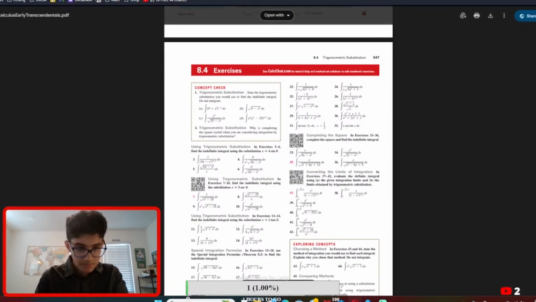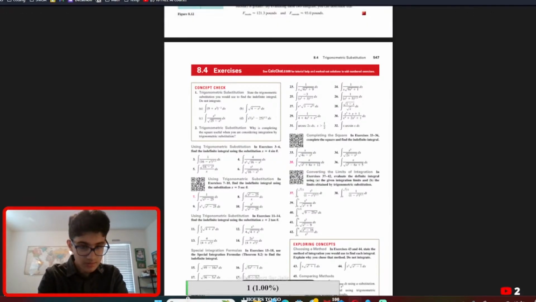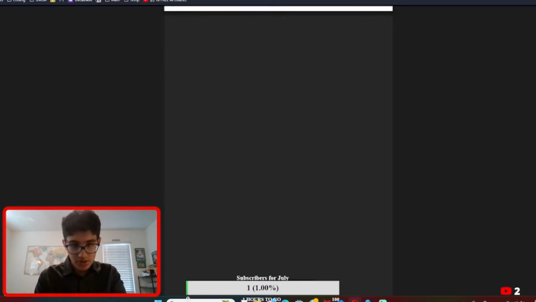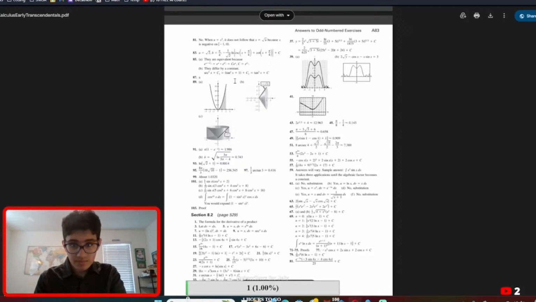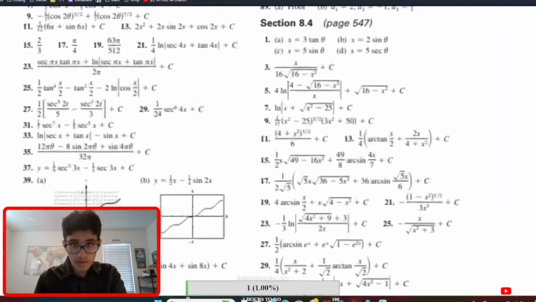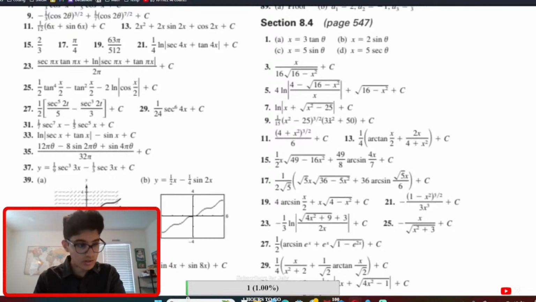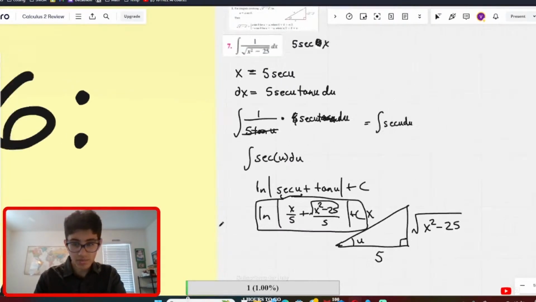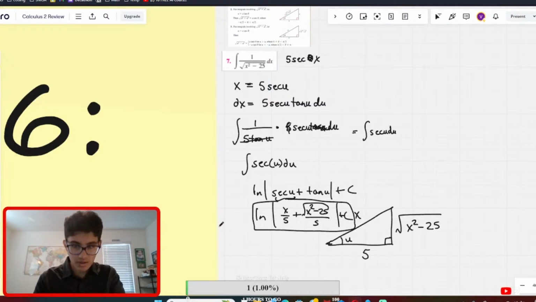So it should be page like 1230. Let's try 8.4 number 7. 8.4 number 7. Natural log of this stuff. Okay, so something's wrong there, because we got the same thing, but we divided it by 5 as well.